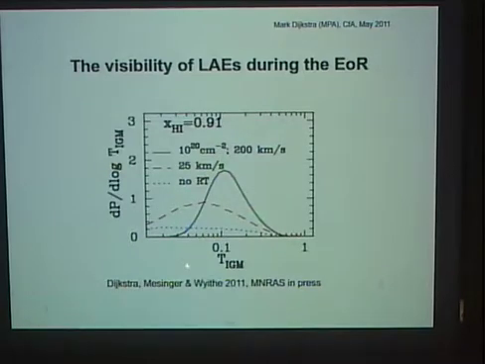What I'm showing here is I'm quantifying that statement. I'm plotting here the probability distribution of the transmitted fraction of photons through the IGM, which is now 90% neutral by volume. So this really is early during the epoch of reionization. Here is the transmitted fraction: 1%, 10%, 100%.